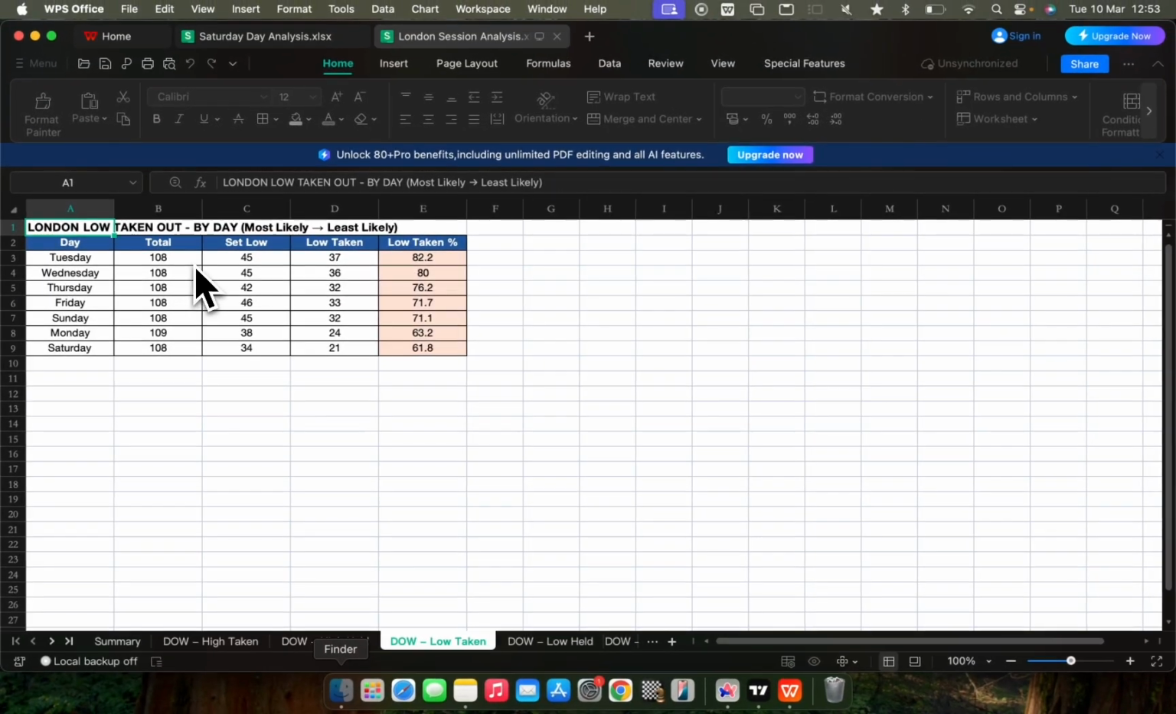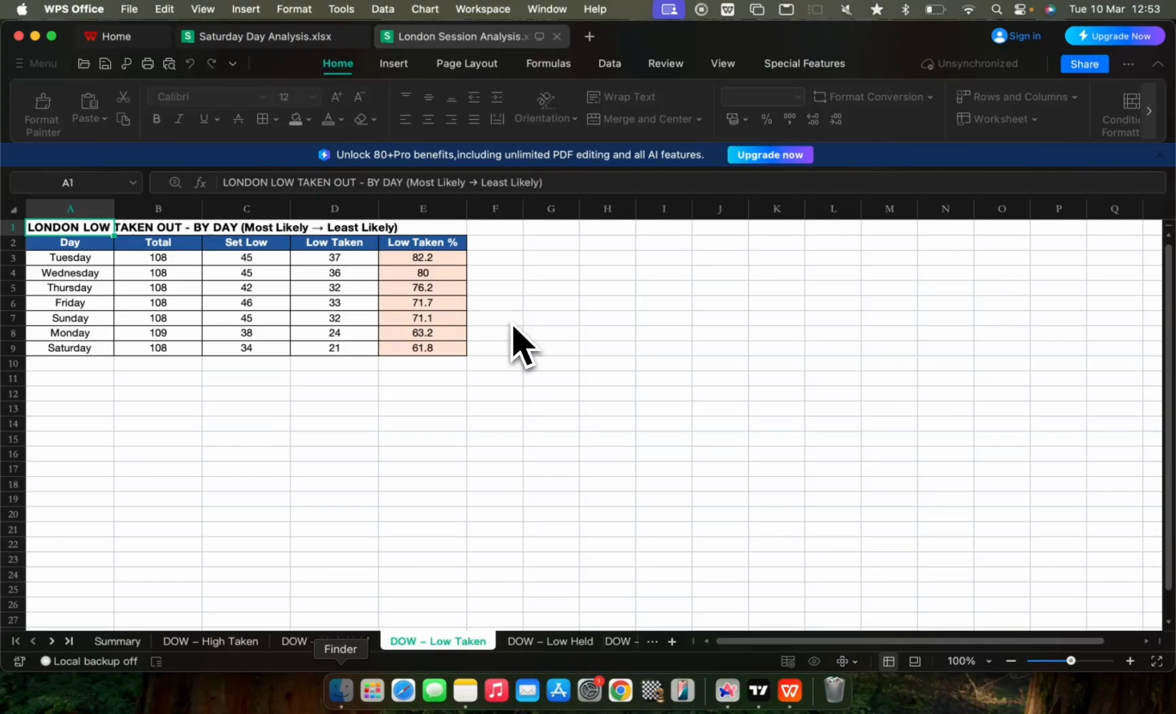Now out of 108 Tuesdays, London puts in the daily low for 45 Tuesdays and the low was taken out 37 times. So now on Tuesday, whenever we see that London is putting in the current daily low, it has about an 82% chance of taking it out.